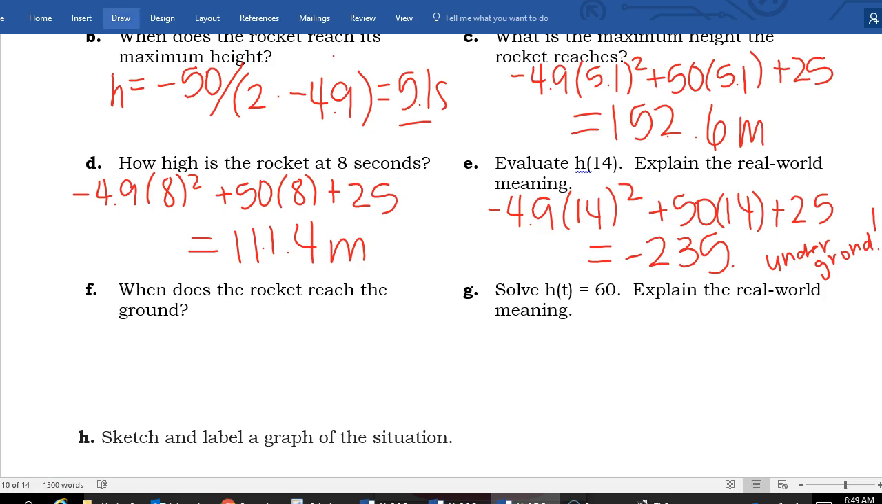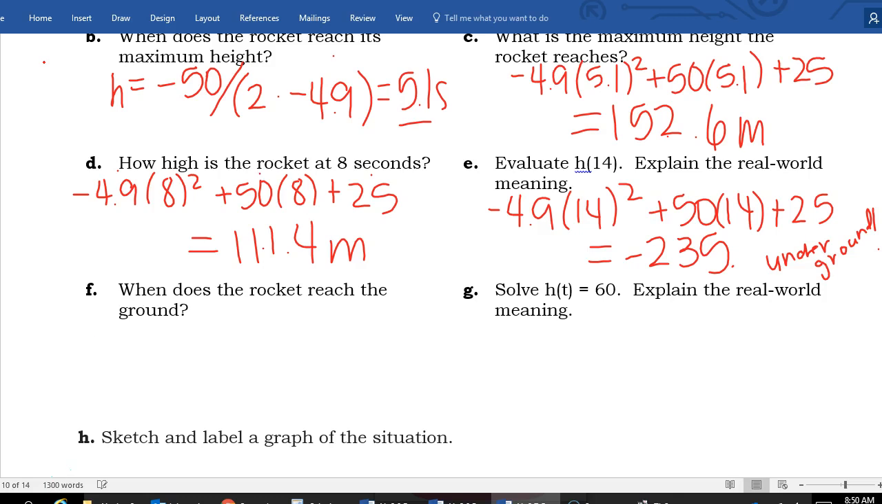There we go. When does the rocket reach the ground? So that one will require us to use the quadratic formula and solve this equation. So I have my A, my B, and my C. My equation's kind of up higher, but my A and my B and my C are right here. I'm going to use the quadratic formula from the last lesson.